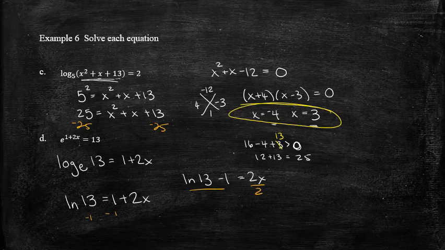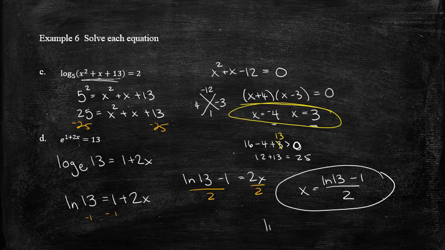Divide by 2. And our final answer is x is equal to the natural log of 13 minus 1 over 2. And just a note, the natural log of 13 minus 1 is not the natural log of 12. Order of operations, you would take the natural log of the number 13 first and then subtract 1 from it.